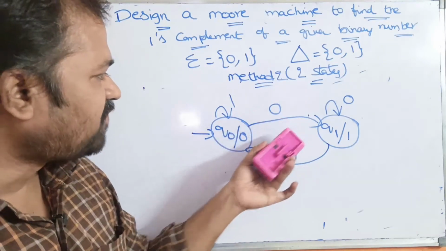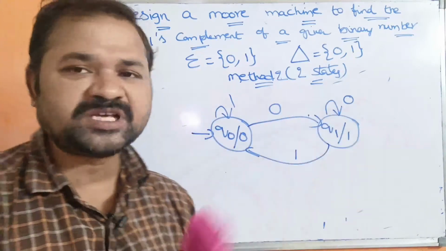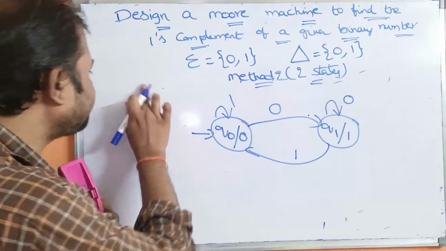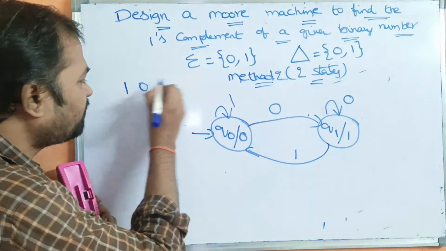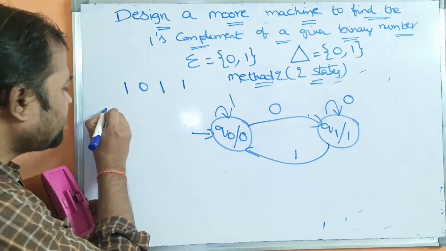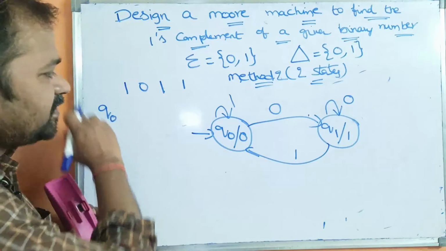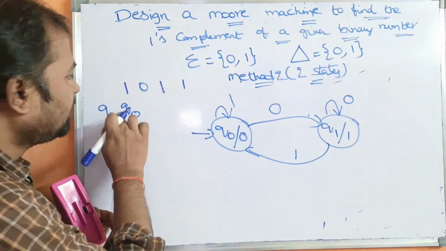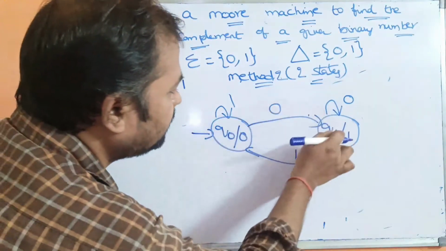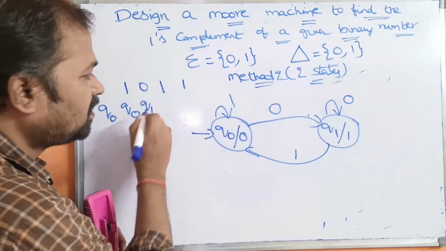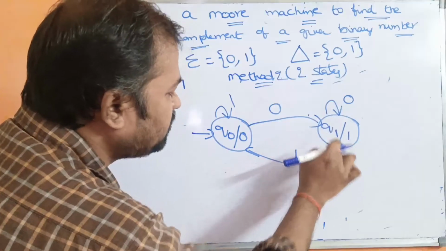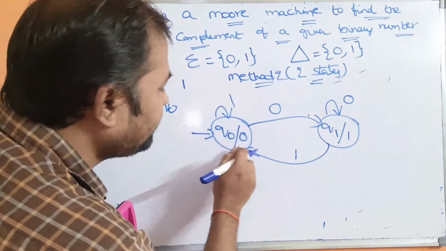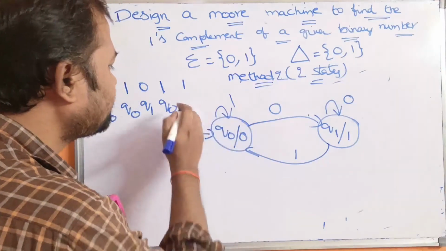So 0 and 1 are applied on both the states. Now let's check whether this machine is correct or not. For that, let us take the input string 1011. Initially we will be at the Q0 state. Q0 on 1 means Q0 only. Next, Q0 on 0, Q1. Q1 on 1, Q0. Next, Q0 on 1, Q0 only.